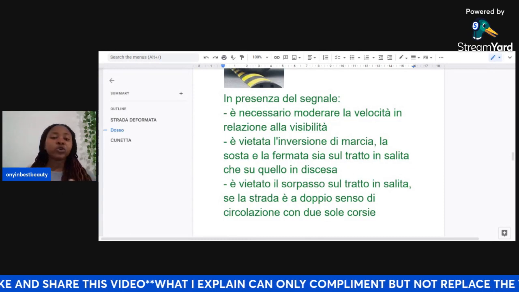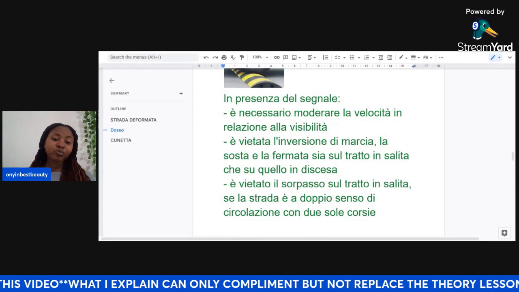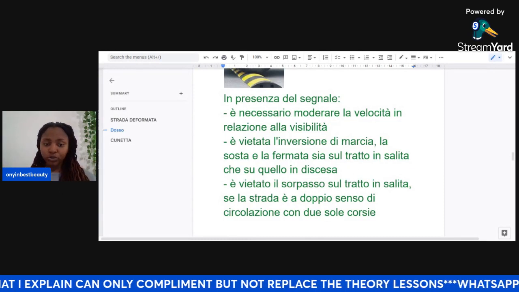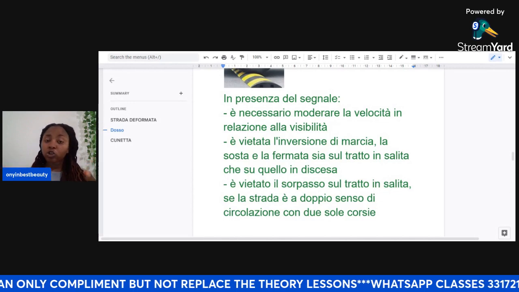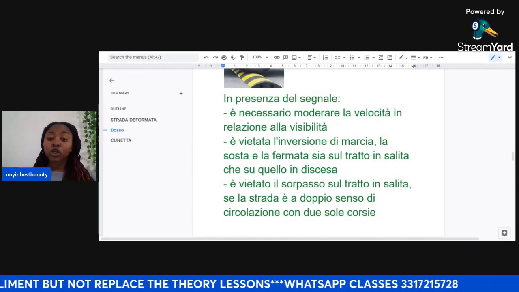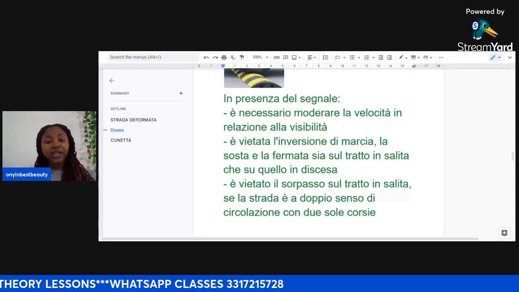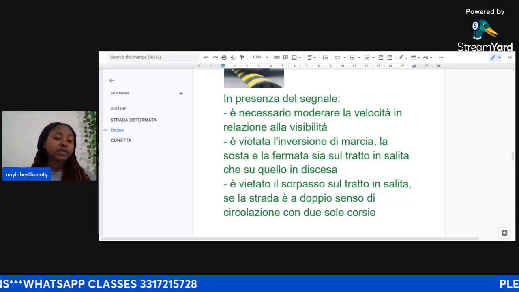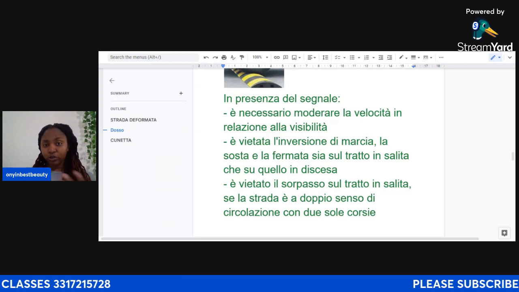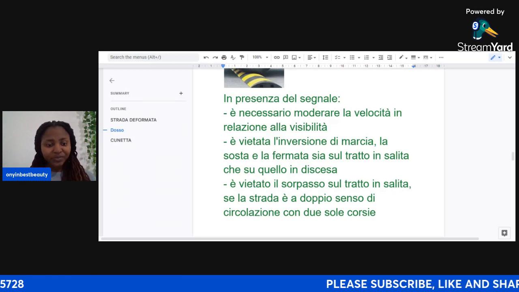Now, it is forbidden for you on this particular road to make a U-turn. You cannot make a U-turn. You cannot park. You cannot sosta. You cannot fermata. You cannot stop. Even if you're climbing up or you're coming down the hill, you cannot do any of these three. You cannot do a U-turn, you cannot stop, and you cannot park.